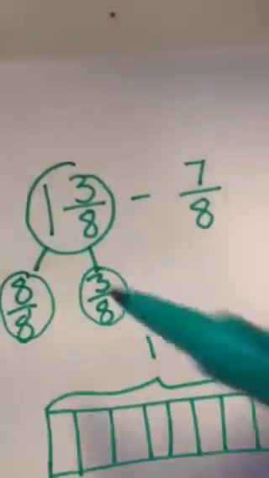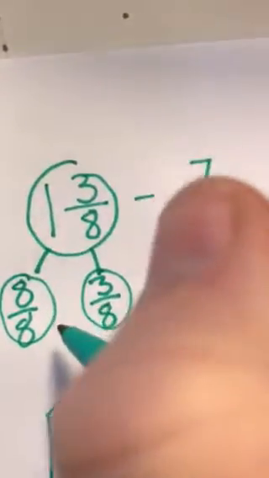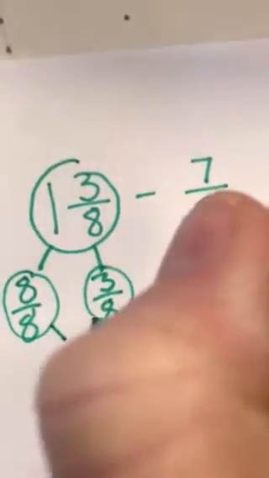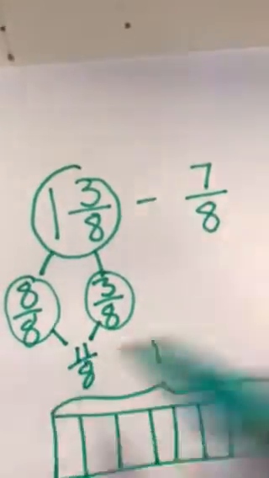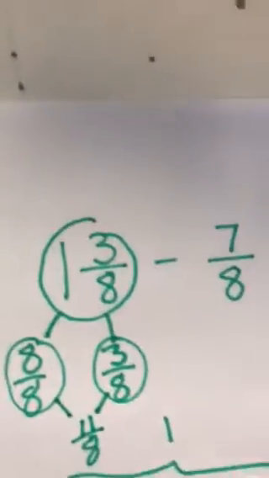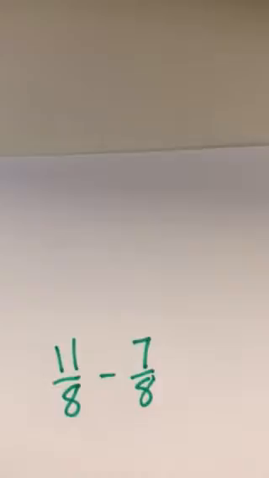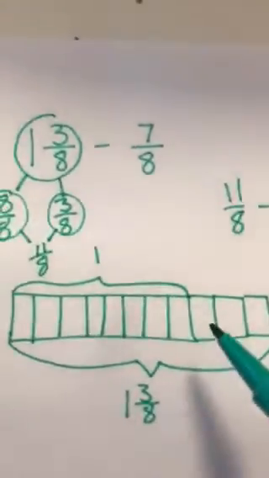as a fraction greater than 1. So I can say 8/8 plus 3/8 is 8/8, 9/8, 10/8, 11/8. So we're going to do 11/8 minus 7/8. So I'm going to model this in two ways. I'm going to model this first with a tape diagram and then with a number line.